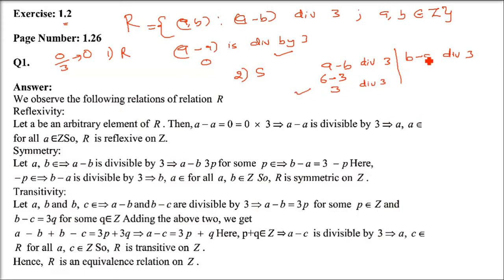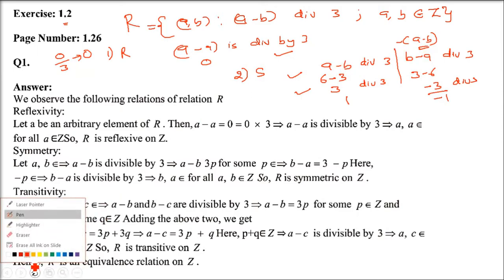And when we replace the numbers, that is a with b, b with a, 3 minus 6 is minus 3. This is divisible by 3. This will give you minus 1, but still it will be divisible. Or you can also think b minus a as the negative of a minus b, and since a minus b is divisible by 3, the minus will not have any effect. The number is the same. So from this it is clear that it is symmetric also.